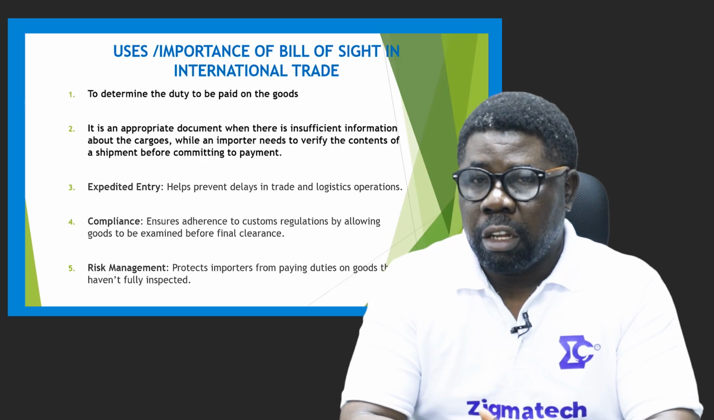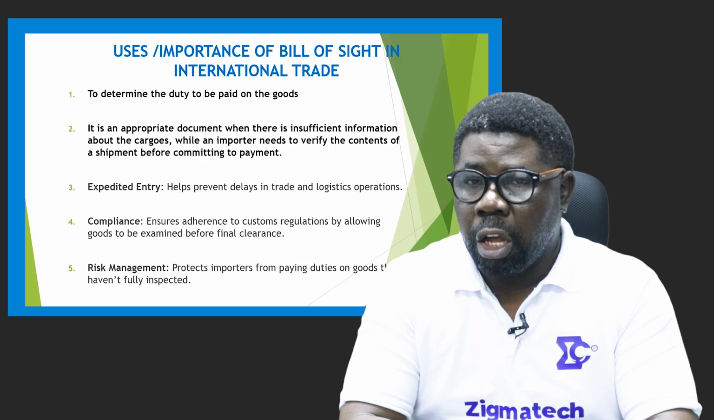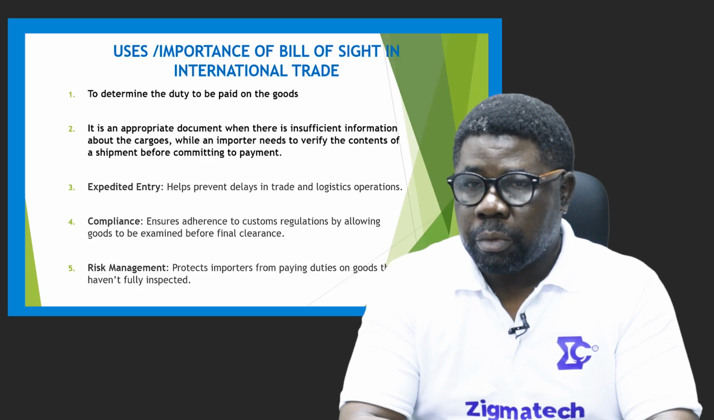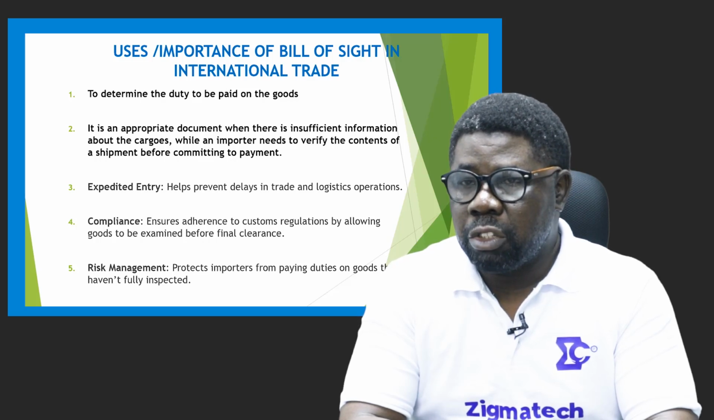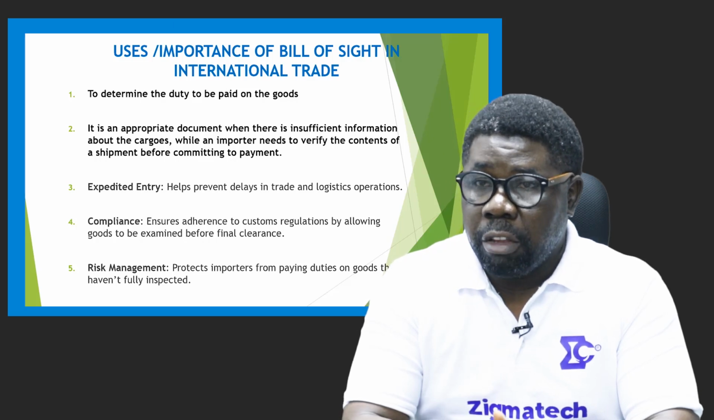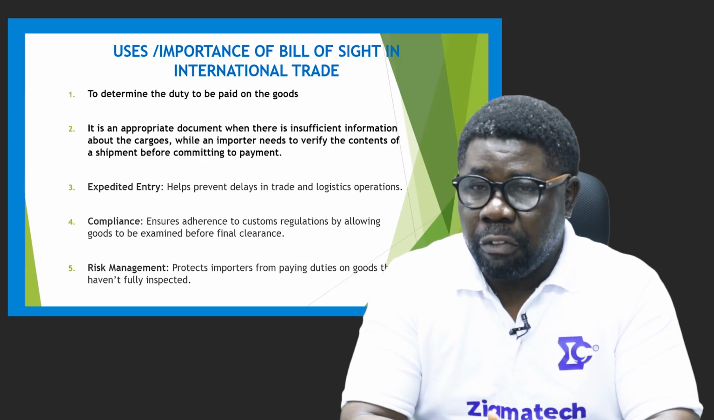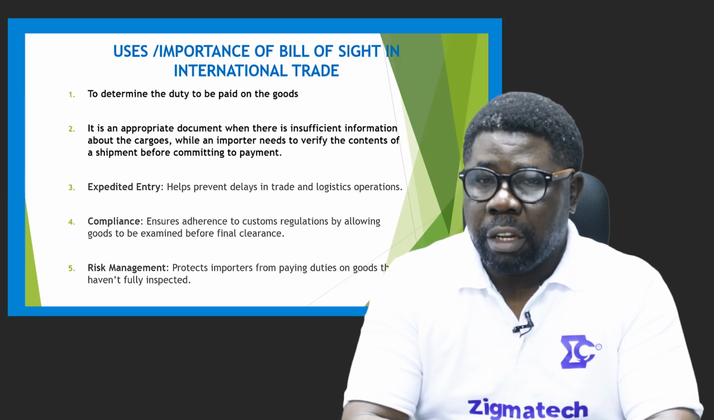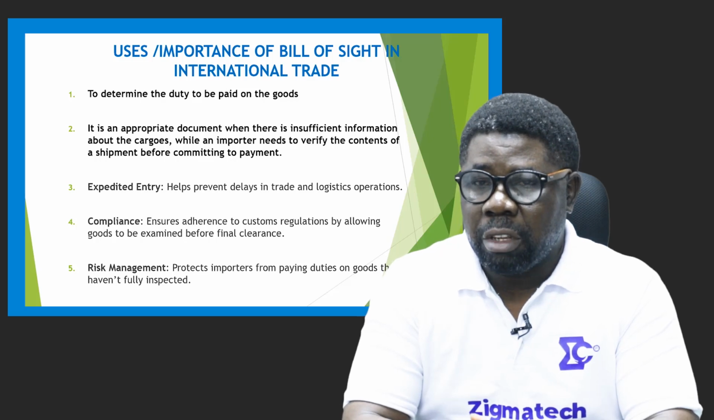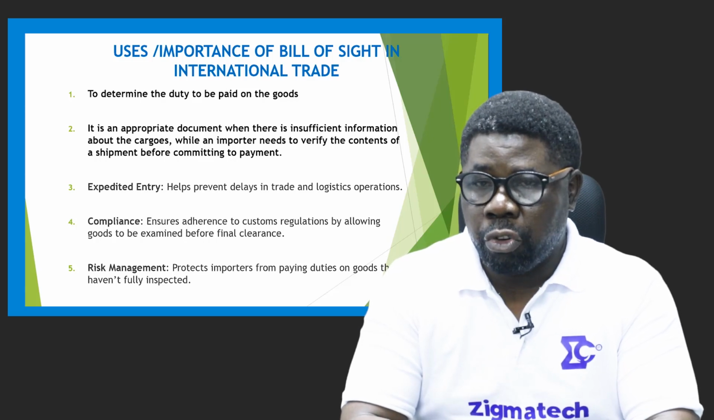All right? It's an appropriate document when there is insufficient information about the cargoes. So the importer in this case needs to verify contents of the shipment before committing to payment. So this document helps the importer to know exactly what is available before he can make payment. Right? It's expedited entry. It makes entry of goods faster. It helps to prevent delay in the importing of goods into a country.